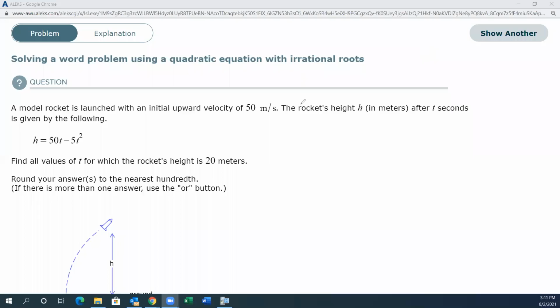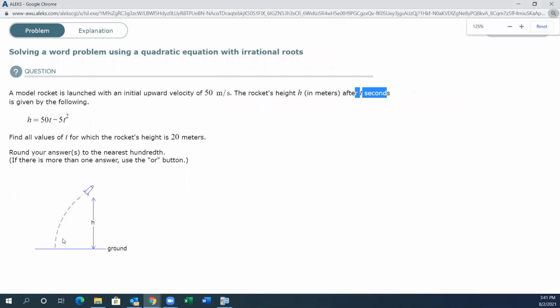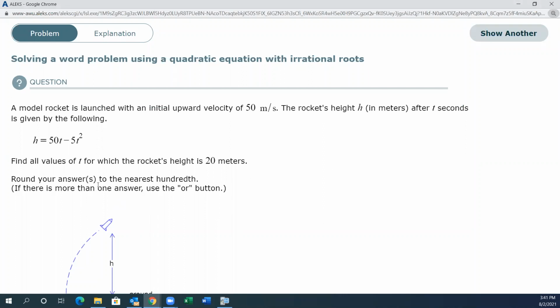Okay, on this one, we launch a rocket up into the air at 50 meters per second. H stands for the height of the rocket. When? Well, it depends on what you plug in for t. t is measured in seconds, so if you want to know the height at 2 seconds, plug in 2 for t. If you want to know the height at 3 seconds, plug in 3 for t. The picture just says, hey, this is what's going to happen. No big deal. Find all values of t for which the rocket's height is 20 meters.